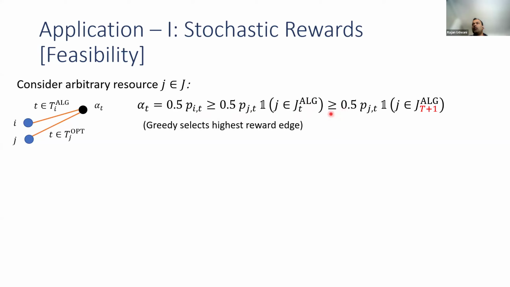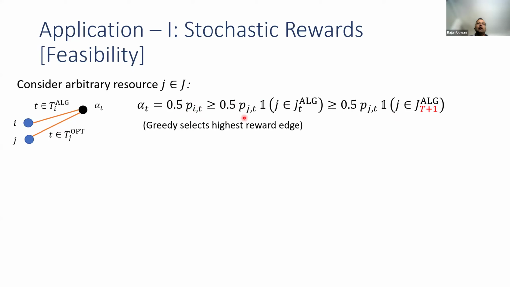The second inequality is just saying that I can replace this indicator that is 1 if j is available at t with the indicator that is 1 if j is available at the end of the algorithm, because j might get used in between. So this is a further lower bound. If j was available at the very end, then at time t, ALG had the option of matching to j. But if it did not match to j, then whatever it matched to should have probability higher than p_jt. That's what this overall inequality says.